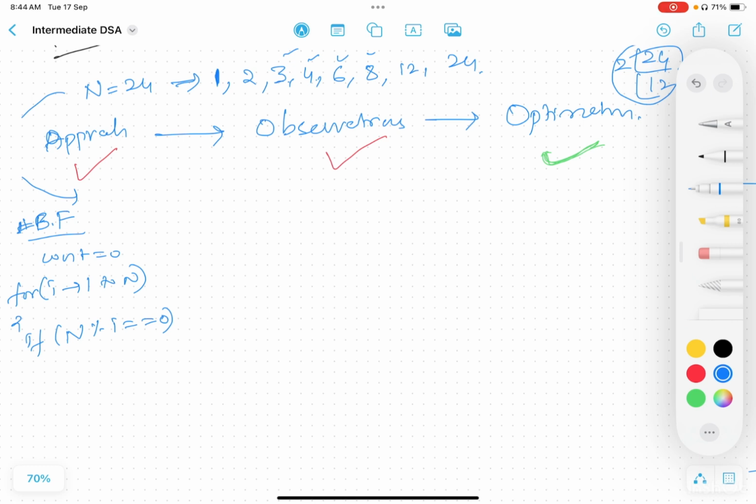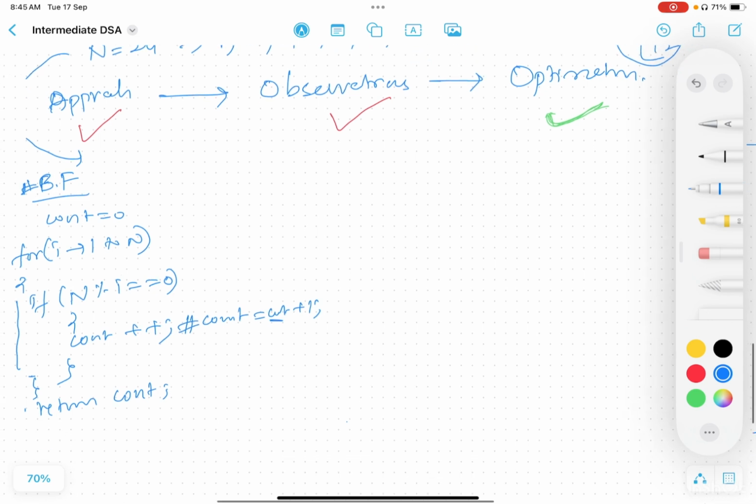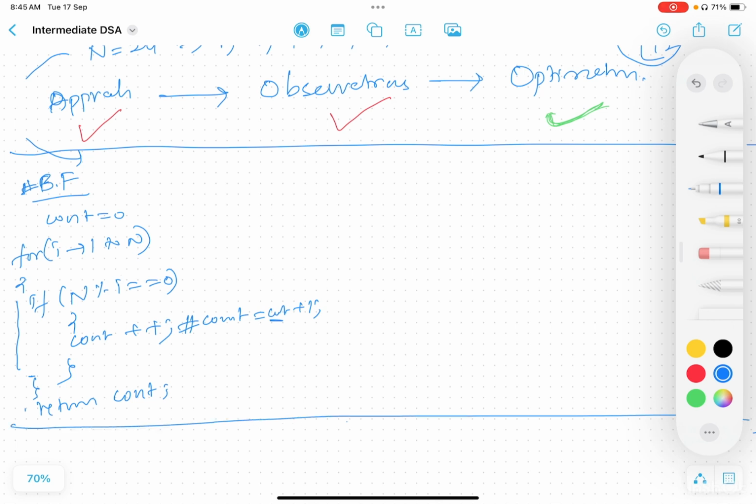If it is divisible by I, then what am I doing? I am increasing the count. Plus plus means one. Another way of writing this is count equals count plus 1, so previous count plus 1. Once I do this, I am returning my count out of the for loop. These are a must. I am clearly mentioning. This is my brute force approach. I'll save this space for optimizations to come in.